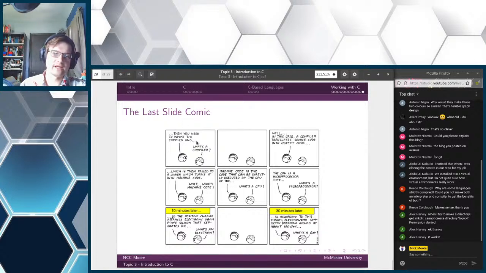Then you need to invoke the compiler and... What's a compiler? Well, in this case, a compiler translates source code into object code, which is then passed to a linker, which turns into machine code. Wait, what's machine code? Machine code is the code that can be directly executed by the CPU of the... What's a CPU? The CPU is the microprocessor that... What's a microprocessor? 10 minutes later. So the positive charge attracts electrons from P-type silicon that separates the... What's an electron? 30 minutes later. So according to this theory, electroweak symmetry breaking occurs at about 100 GeV. What's a GeV? So, yeah.